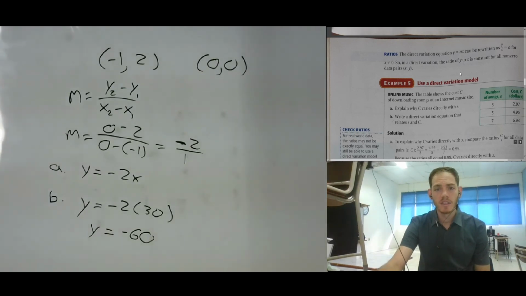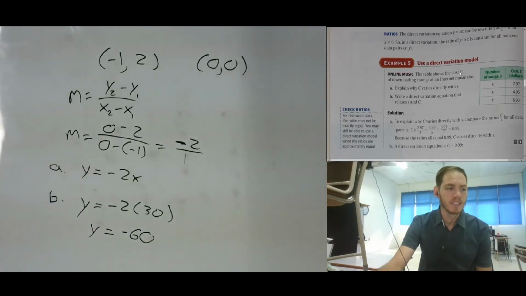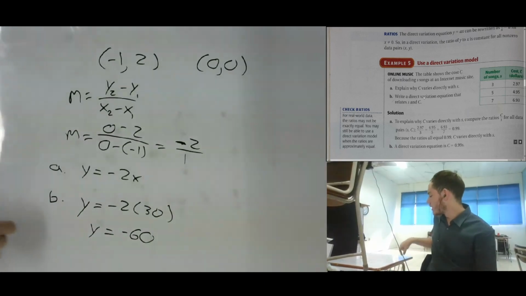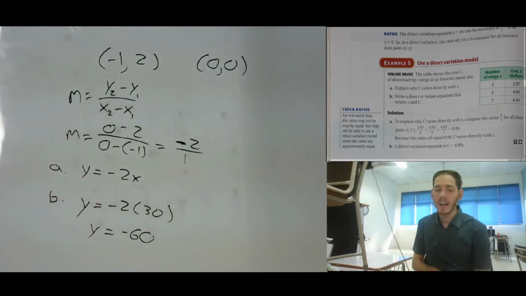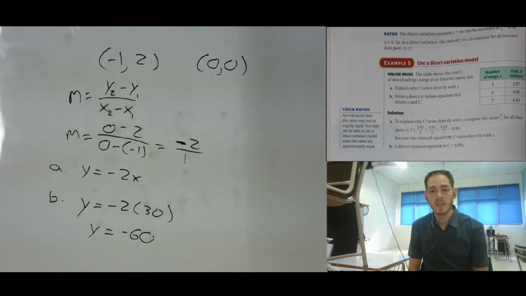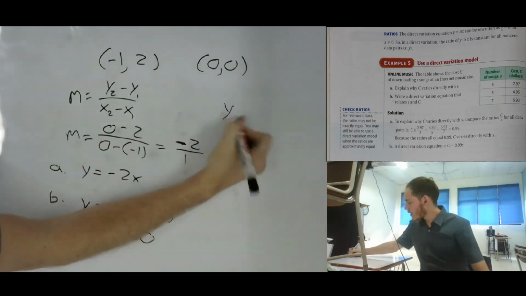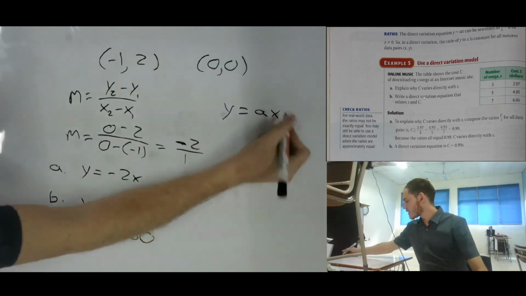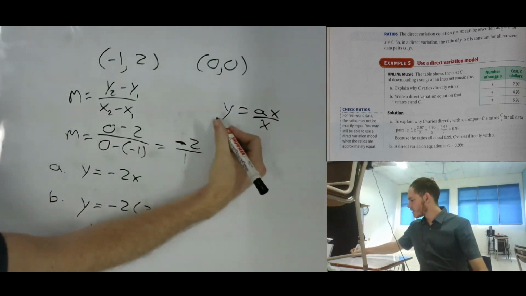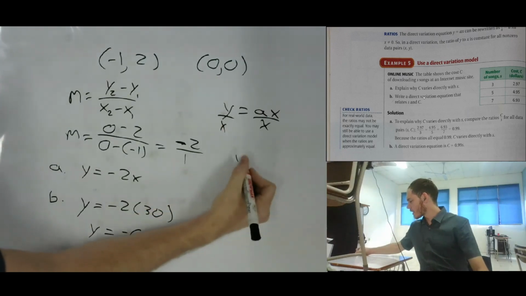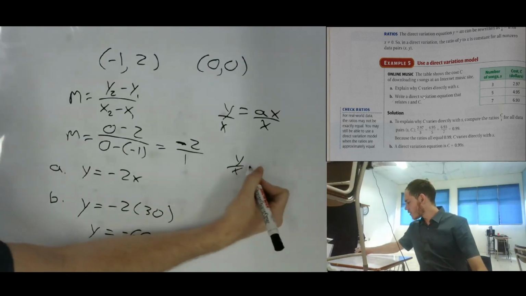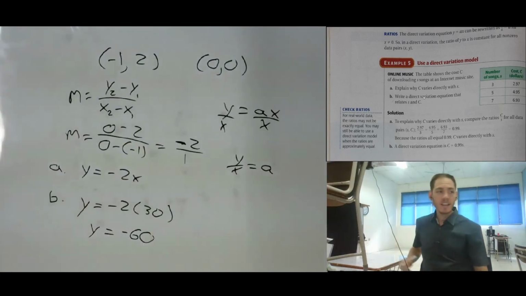Ratios: direct variation can be written as a ratio. Basically, if you wanted to solve for a, remember when we had literal equations, you just divide both sides by x. So y equals ax; if you want to solve for a, you divide both sides by x. So y over x equals a. And look at that, we have a new ratio.